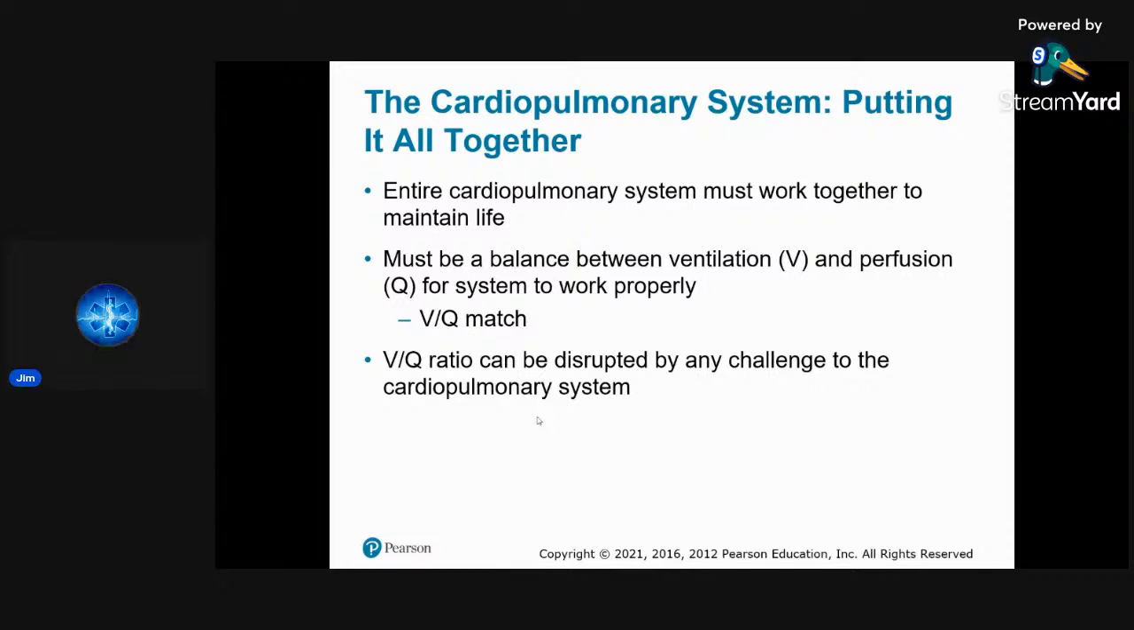VQ ratios can be disrupted by any challenge to the cardiopulmonary system. If for any reason one part of the system doesn't work, this VQ ratio will become mismatched. So, for example, I'm moving enough air, but I'm not getting the blood pumped around to where it needs to be, then I'm not perfusing, so the Q rate will go down.